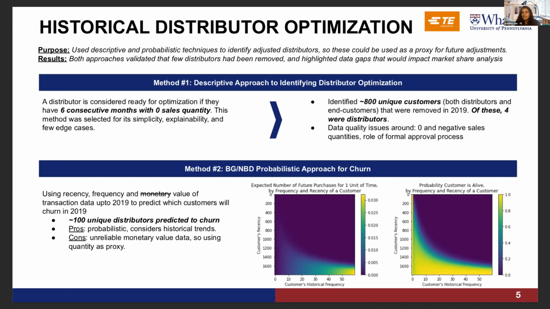But the pro of this is that it is probabilistic and considers historical trends, and so it has larger applications with customer lifetime value, which is something that can be explored in further analysis.